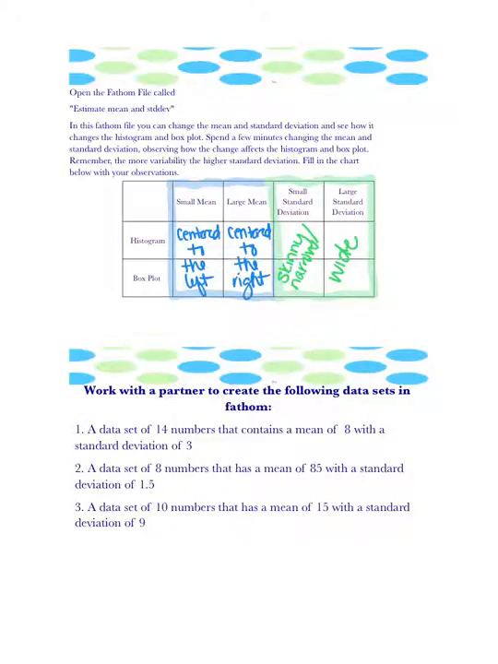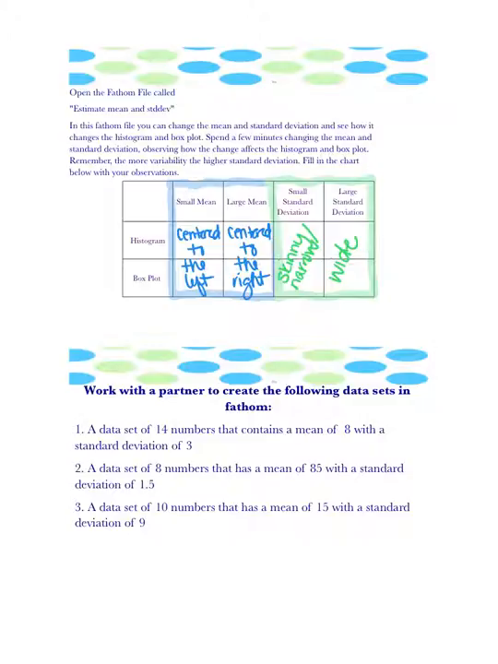So the next is a partner exercise, but of course you could do it by yourself. Work with a partner, and you're going to create 3 different data sets in the Fathom program. The first one is a data set where you've got 14 numbers that contains a mean of 8 and a standard deviation of 3. The second one, only 8 numbers with a mean of 85 and a standard deviation of 1.5. And the third one, a data set of 10 numbers that has a mean of 15 with a standard deviation of 9. So my hint here is usually to set the mean first.